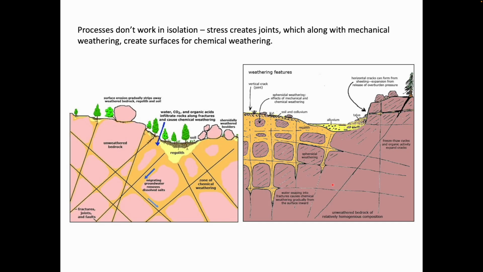But these processes don't work in isolation. Tectonic stress will fracture your rocks and create cracks. That's a part of physical weathering. And mechanical weathering gets concentrated on those fractures, cracks, or joints. And this creates new surfaces for chemical weathering to occur. We can see in these 2 diagrams that weathering is very strong along those fractures, and those fractures are allowing water and air into the subsurface, into the unweathered rock, and allows weathering to occur along those surfaces.